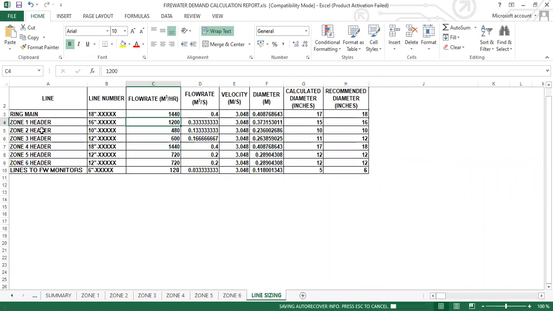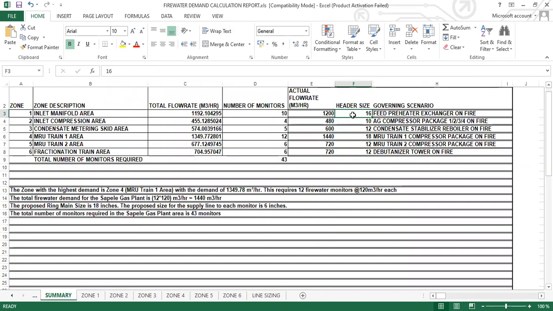But when you calculate, for example, in the case of zone 1, we had 15 inches. We know we are not going to get a 15-inch line. So we go up by size, because then we know that we are still going to be below the maximum allowed velocity. So we step up to 16 inches. So that's how I calculated my header size going to each zone, which is 16 inches in this case. So I'll take your questions at this point.